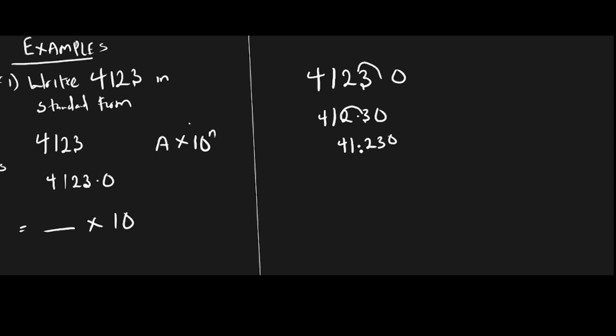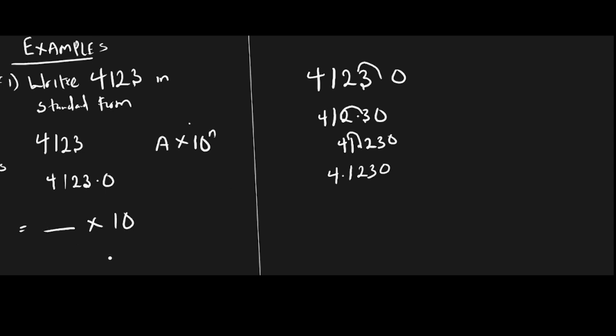That means you cannot stop here. We move it again. We now have 4.1230. You agree with me now? This number here is a number between 1 and 10. That means it has met the condition of our A, which is a number between 1 and 10.